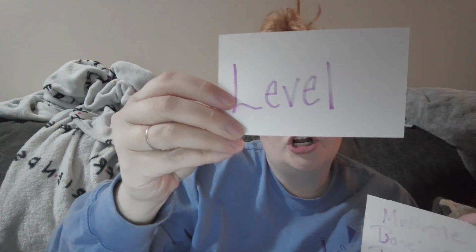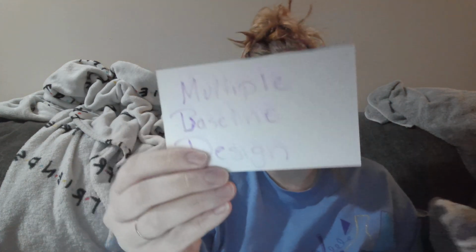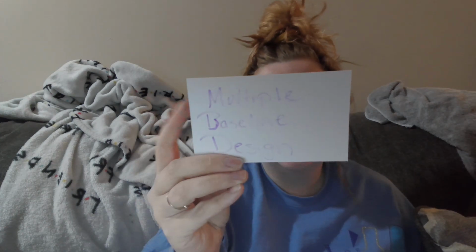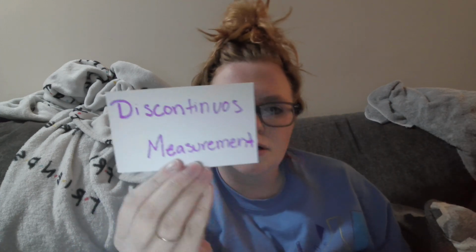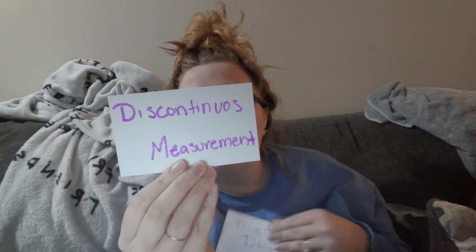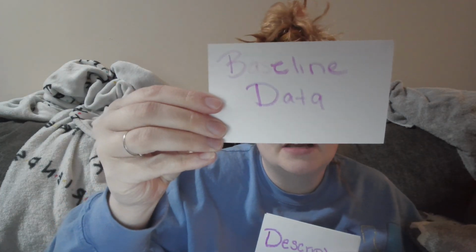How much behavior occurred? It's categories low, medium, high. That's the level. Baseline data are collected simultaneously across multiple tiers of baselines. That's my multiple baseline design. It does not capture all occurrences of the behavior. Only a sample of behavior is discontinuous measurement. Then we have a measurement of the behavior taken before interventions are started. That's baseline.